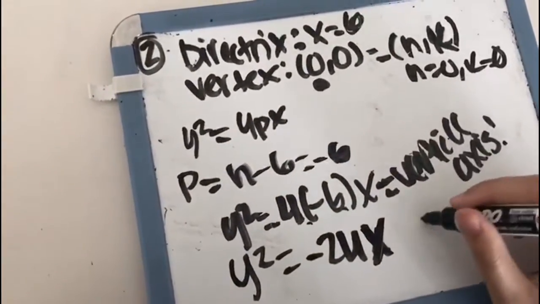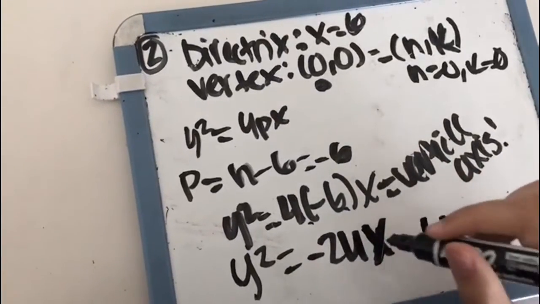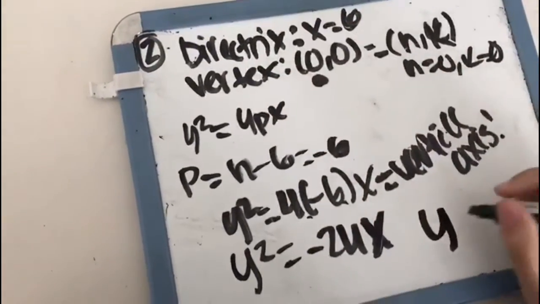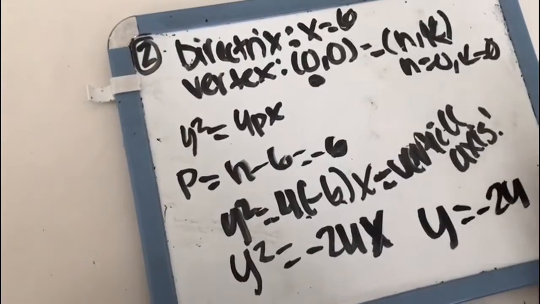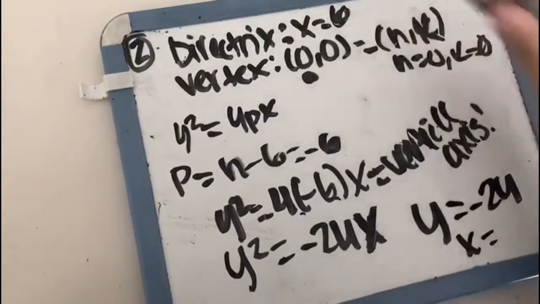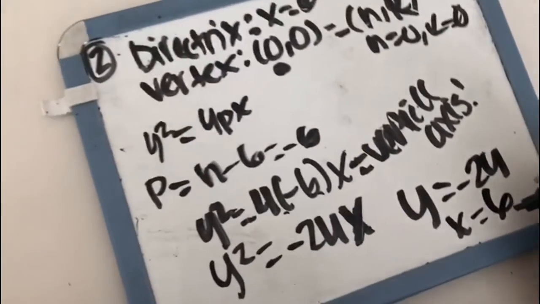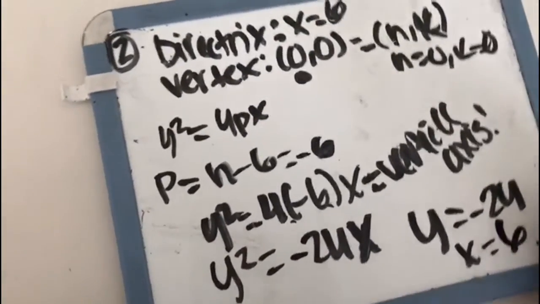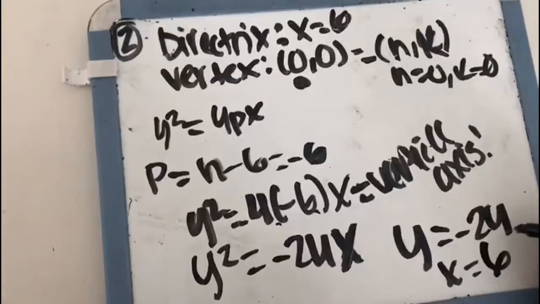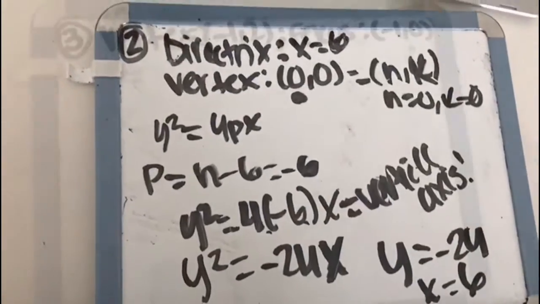So that means that this is the horizontal axis of the directrix. So y equals negative 24 and x was originally equal to 6. So this 6 was positive for the vertical axis and the horizontal axis was 24. And this is how you solve for number 2.